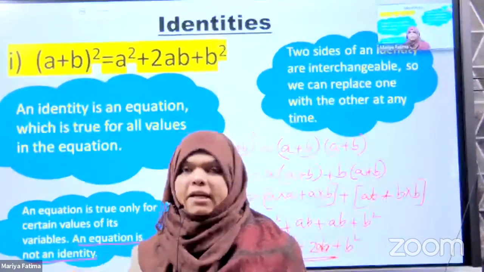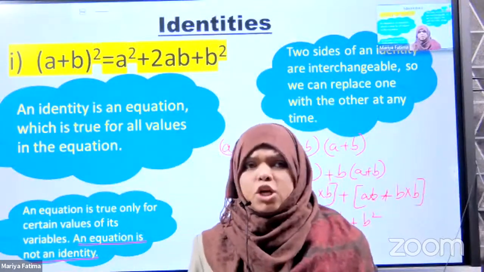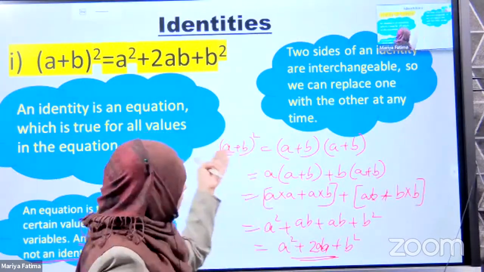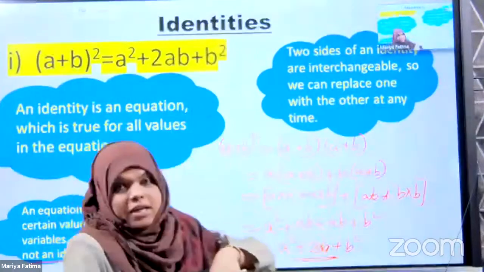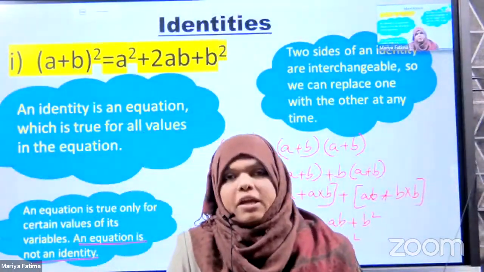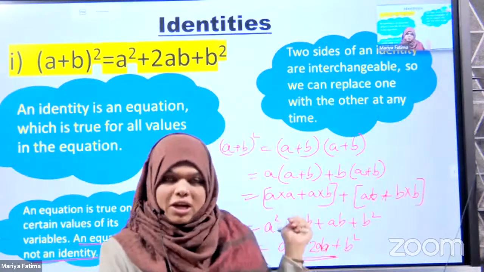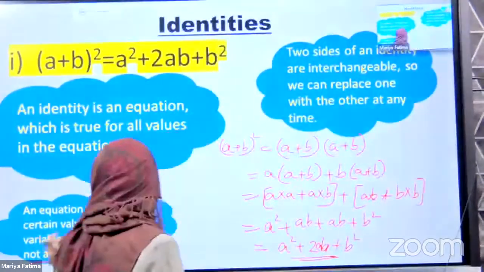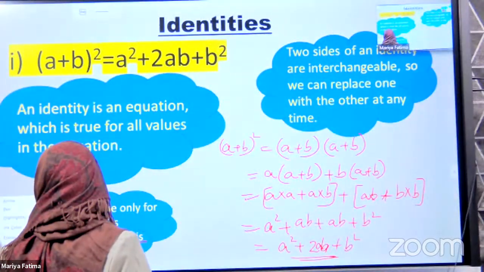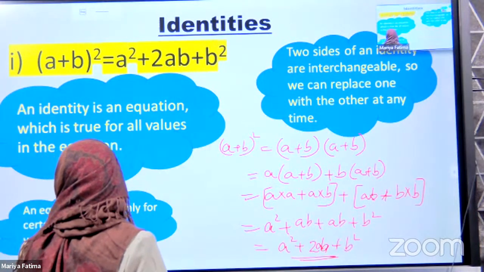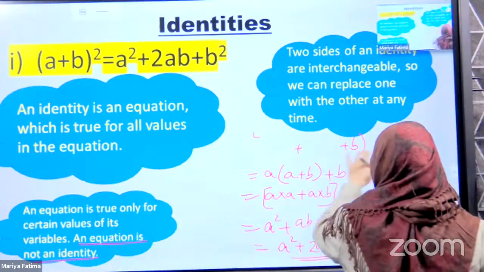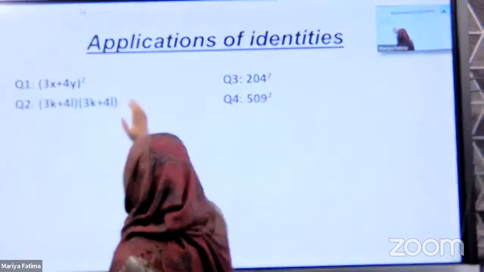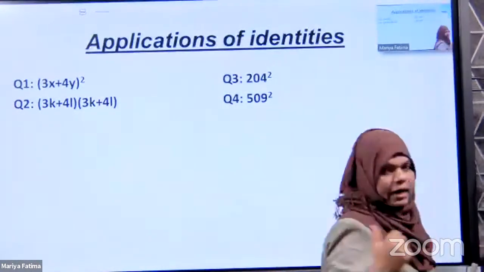We can use these identities while we are solving the problems. So instead of doing this much long calculation in the questions, directly we can use this identity and substitute the values of A and B. We will get the answer in a few steps only. So now we are going to see how to use these identities in the questions. Now, this is the applications of identities.